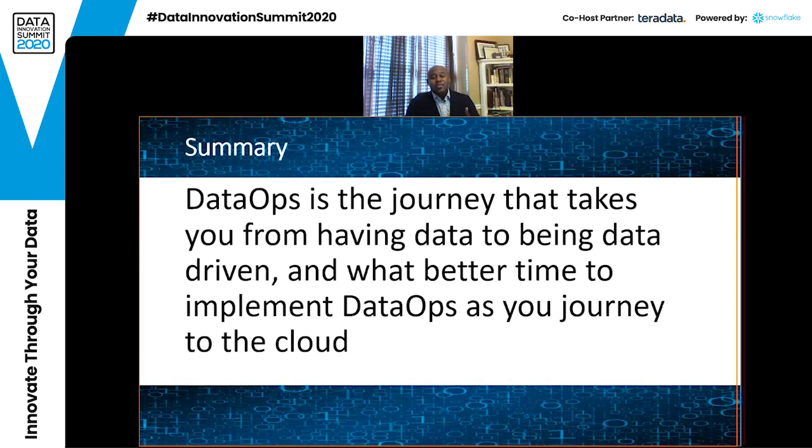So, what is data ops? Data ops is the journey that takes you from having data to being data driven. And what better time to implement data ops than when you come into the cloud?